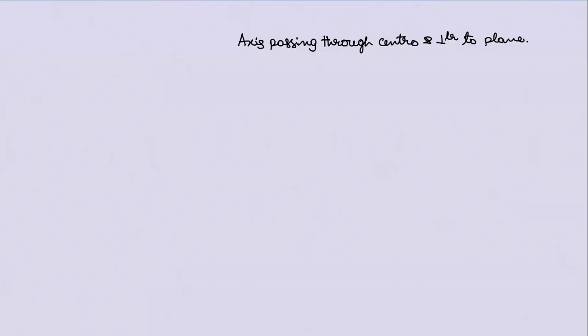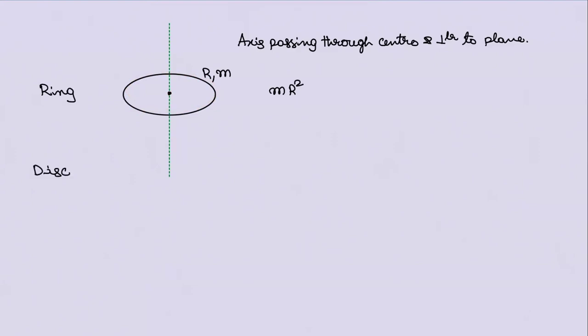Let us take the very important thing, the first one is the ring. Ring case, as I told you, the ring is there like this and the axis is passing through the center of the ring and perpendicular to the plane. Moment of inertia m r square. Okay, next disc. The disc diagram looks the same. M r square by 2.